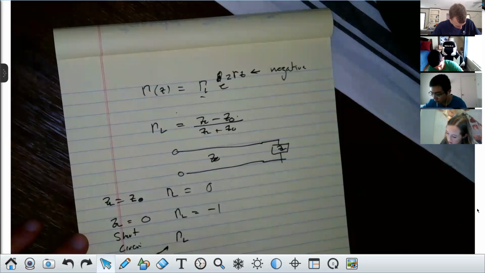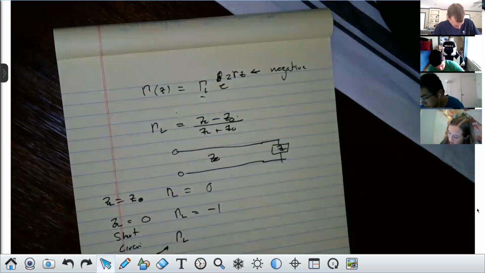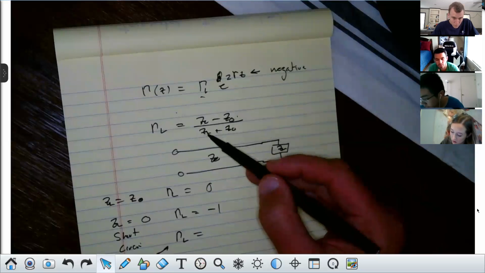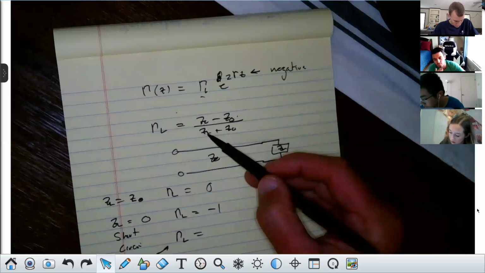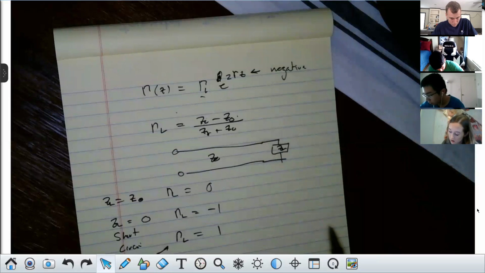Another thing you need to find out is what is gamma L when Z load is infinite, or an open circuit? When you have an open circuit, there's nothing connected, correct, class? Well, what's the value when Z load is going to infinity? What is the value of the reflection coefficient? Do the math. When the load is tending to infinity, what happens? It's 1, right?